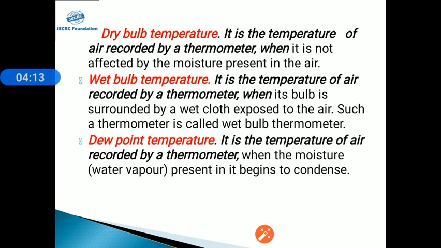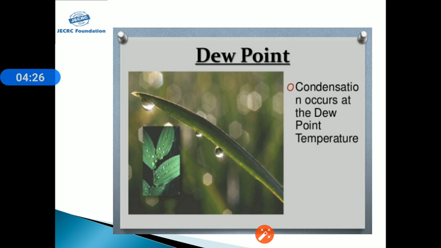Dew point temperature. It is the temperature of air recorded by a thermometer when the moisture, or you can say water vapor, present in it begins to condense, and it is denoted by DPT. Now, this is the diagram of the dew point temperature. Condensation occurs at the dew point temperature. It is shown in the figure.